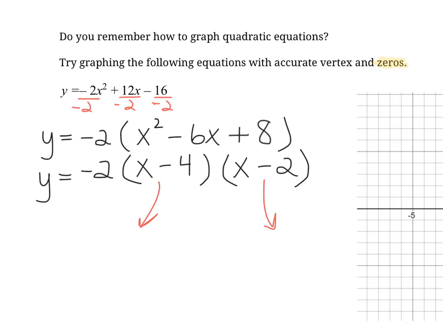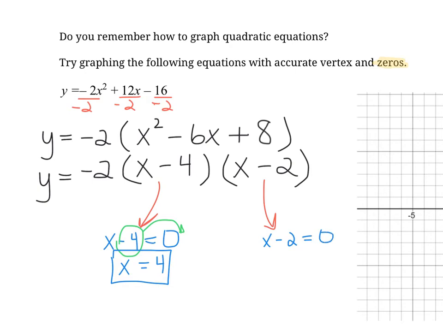My first factor is x minus 4, and I'm going to set that equal to 0. And now it's just a matter of solving or isolating for x. So to do that, I'm going to take this negative 4 and bring it over to the right-hand side. That's going to leave me with x equals 4. So this is one of my x intercepts. I'm going to do the exact same thing with my second factor of x minus 2. I'm going to set that equal to 0.